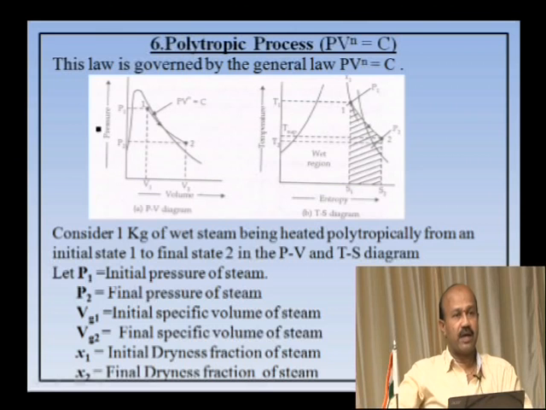So, observe here the PV diagram and TS diagram. We have considered 1 kg of wet steam being heated polytropically from initial state 1 to final state 2 in the PV and TS diagram. The notations are similar to previous cases: P1 is the initial pressure, Vg1 the initial specific volume, X1 the initial dryness fraction. Similarly, P2 is the final pressure of steam, Vg2 the final specific volume of steam, and X2 the final dryness fraction.